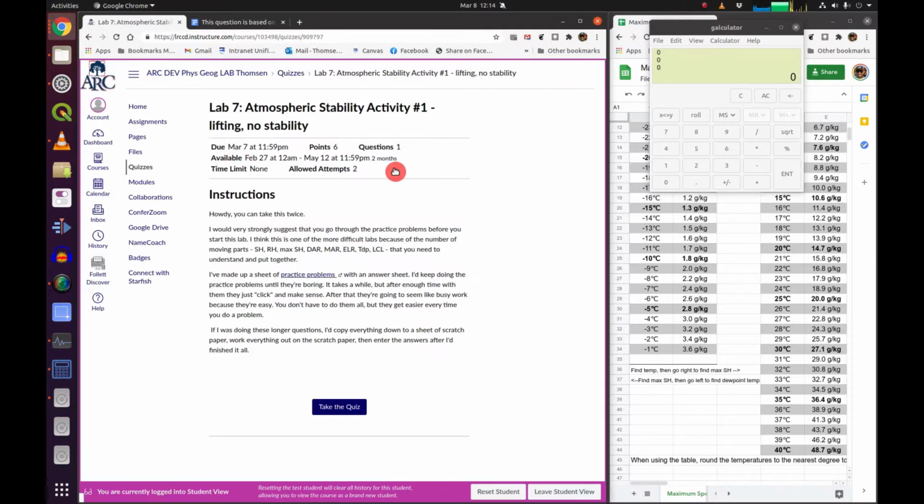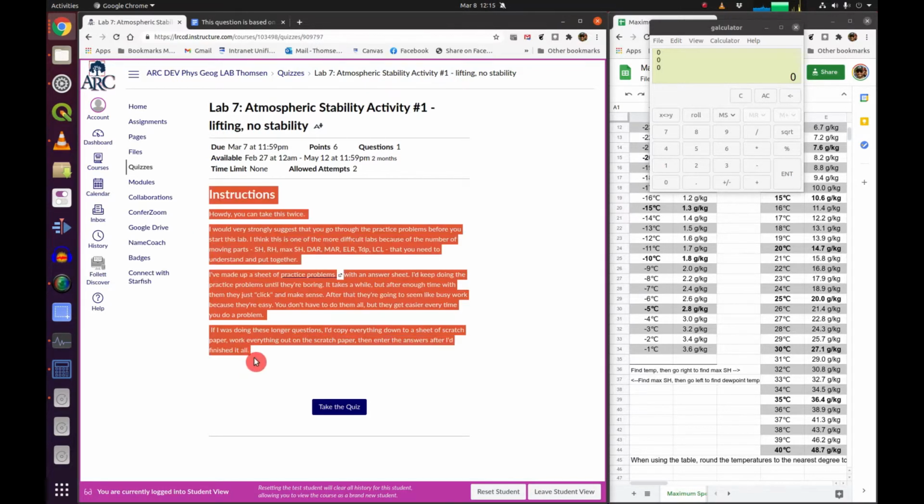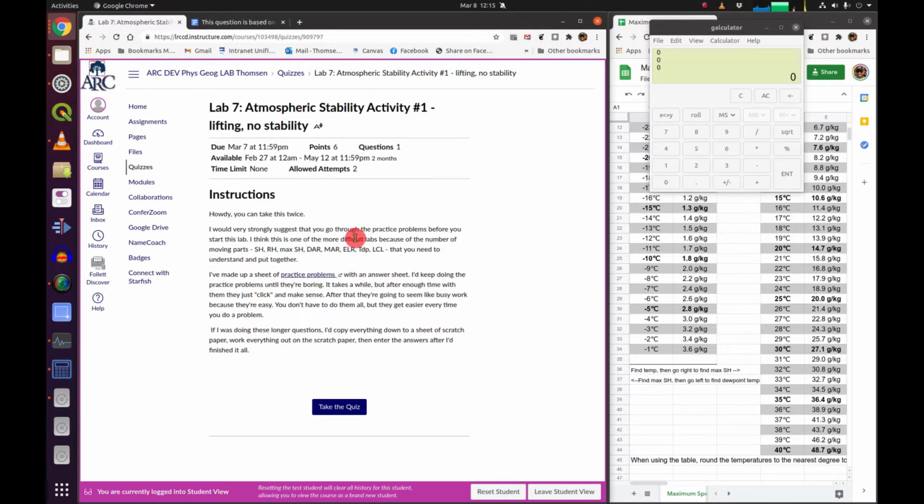So here's the first problem, atmospheric stability activity number 1. We can take this twice. I'm going to read the instructions. I'm going to read all of the instructions before I start the exam because that's probably telling me things I need to know. So I can take it twice. That's good to know up front.